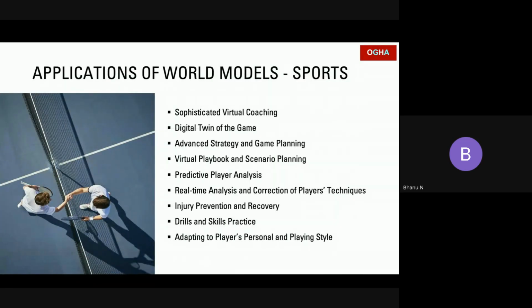Now let's take one specific scenario here, for example, sports. I think this is more appealing for everyone after this heady session. So basically, these models can enable, hypothetically, a sophisticated virtual coaching.